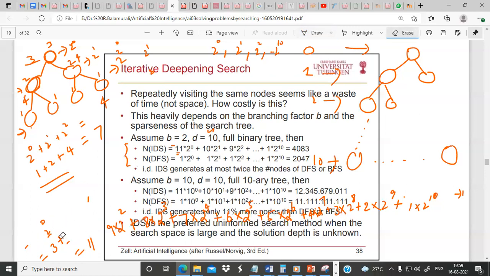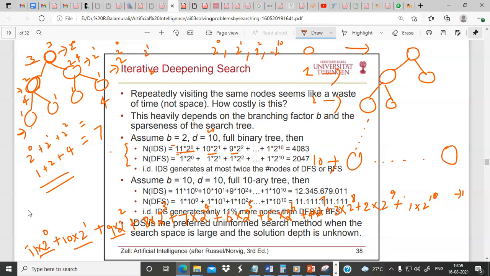So let me write that. At the next level, how many nodes? We came up to 2 to the power 2. At the next level, we have 2 to the power 1 nodes, and this will be explored 10 times. At the next level, that is the root level, we have 2 to the power 0 nodes, and that will be explored 11 times. So that is how we got this value: 11 into 2 to the power 0, 10 into 2 to the power 1, 9 into 2 to the power 2, and so on. 8 into 2 to the power 3, 7 into 2 to the power 4, 6 into 2 to the power 5, and it goes up to 1 into 2 to the power 10.